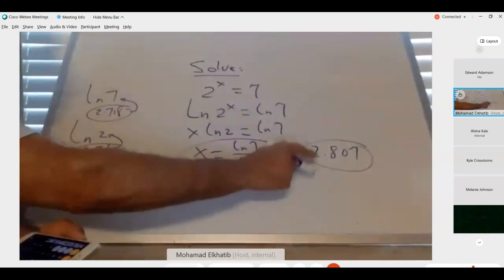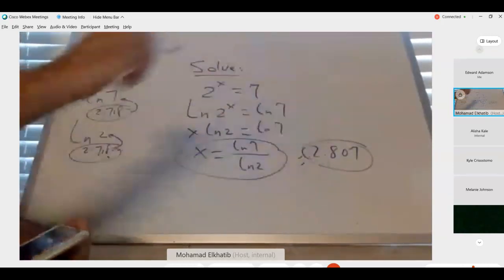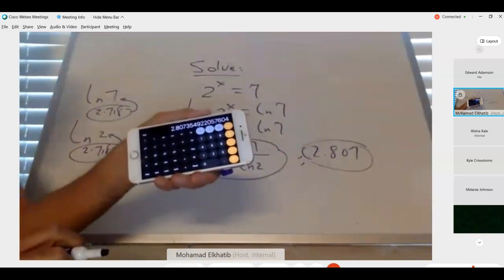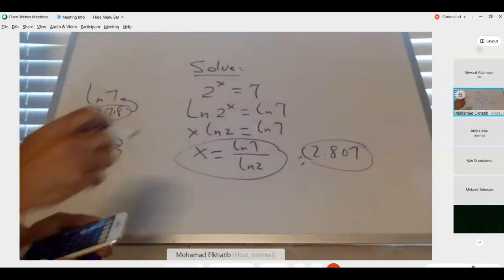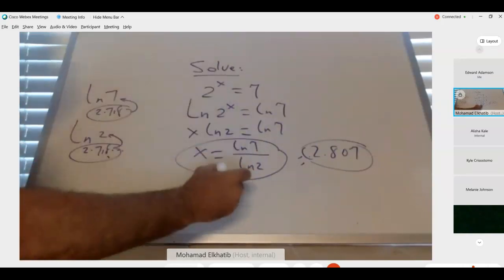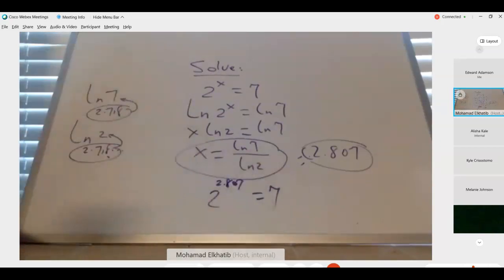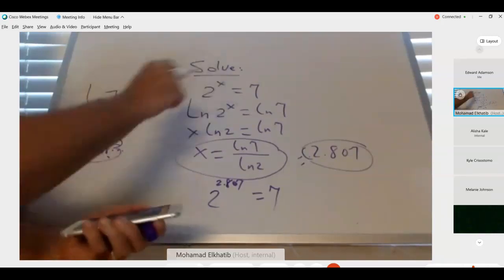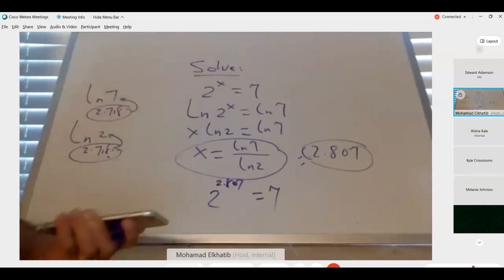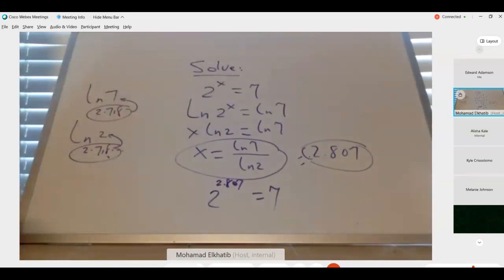Well, let's see if I'm right. Remember, actually, there's millions of numbers behind it. So that means there's no way in the world I'm going to get the exact answer. I want to check my work. I want to replace x with 2.807. If I get close to 7, that means my answer is right. So I'm going to go to my calculator: 2 raised to the power 2.807. I got 6.99999, which is close to 7. I like it. That means my answer is pretty good because remember, I did not put the whole answer there.